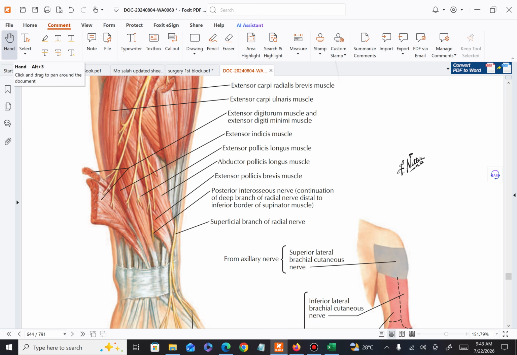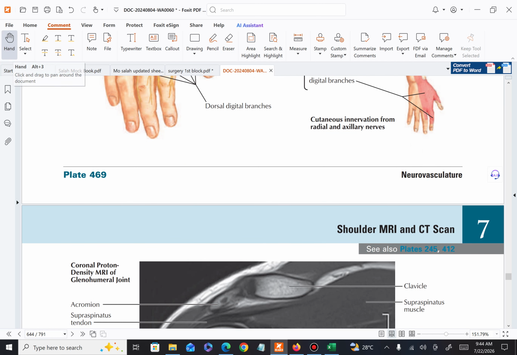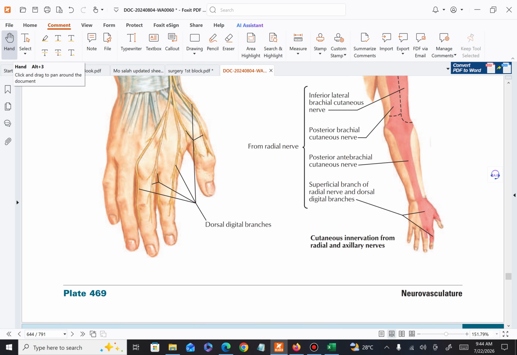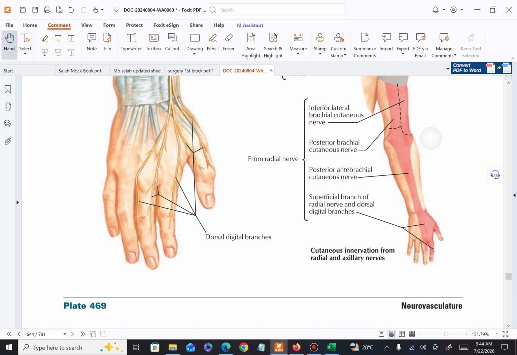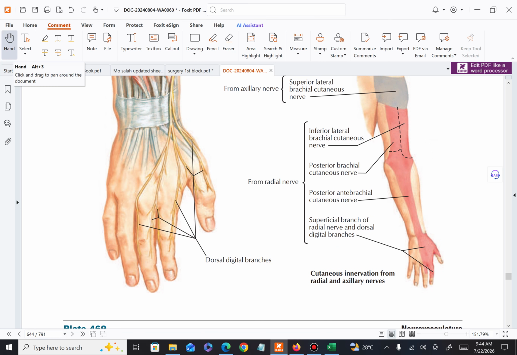Now the cutaneous supply of the radial nerve. The radial nerve supplies the lateral two-thirds of the dorsum of the hand, and the lateral 3.5 fingers. So it supplies the lateral side of the dorsum of the hand, while the medial side of the dorsum of the hand is supplied by the ulnar nerve. So this is about the radial nerve.